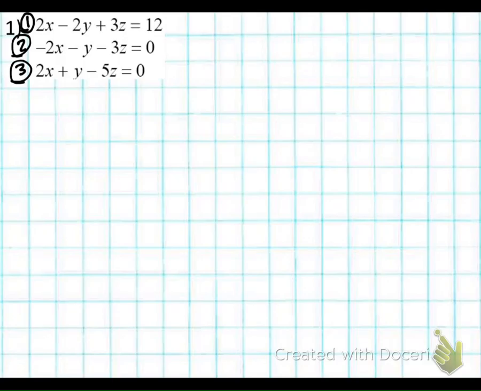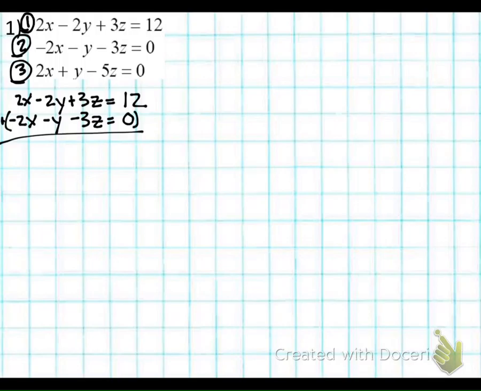So I think that might be a good variable to try to eliminate. So I'll start by combining equations 1 and 2, and so I'll rewrite them. So 2x minus 2y plus 3z equals 12, and negative 2x minus y minus 3z equals 0. Okay, so if I add these two together, I will be able to cancel out the x's, right? Negative 2y plus a negative y gives me negative 3y. Then positive 3z plus negative 3z, those actually cancel out as well. So that's a little different, right? We have two of our variables already eliminated. And that's actually okay. So this might happen.